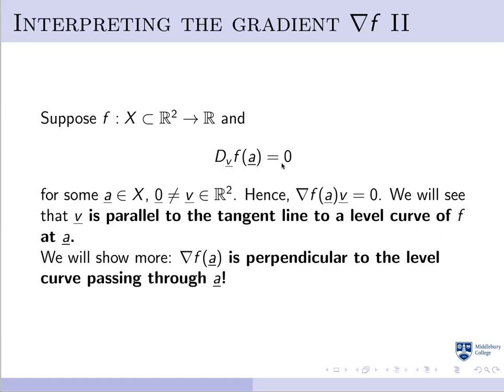Let's now think of another interpretation of the gradient that we can use by considering what it must mean for the directional derivative to be equal to 0. Well, let's suppose again that we have a two-variable scalar function, and suppose that at some point A, and for some non-zero vector v, its directional derivative is equal to 0. In particular, this must mean that the gradient vector times v has to be equal to 0. We will in fact see that if v is a vector satisfying this property, then v must be parallel to the tangent line to a level curve of f at A. And in fact, we will see much more. We will see that the gradient of f is in fact perpendicular to the level curve passing through A.